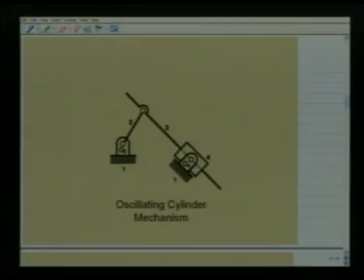Here we have three revolute pairs, namely at O2, A and O4.